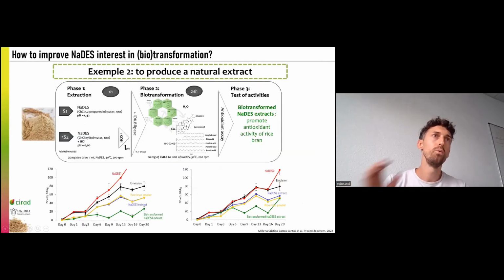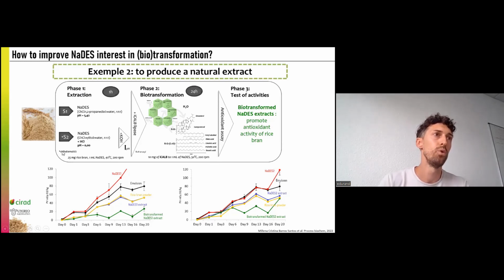In a second example, we used this similar strategy to produce natural extract. So in the third step, again, phase 1 was the extraction, phase 2 the biotransformation, and phase 3, we tested the biotransformed NaDES extract to promote the antioxidant activity of rice grain. So we implemented 2 strategies, strategy 1 and strategy 2. Strategy 1 used the NaDES that is able to extract and also do a biotransformation, so allowing a lipase-catalyzed reaction to modify the structure of antioxidants with the lipid that was extracted.